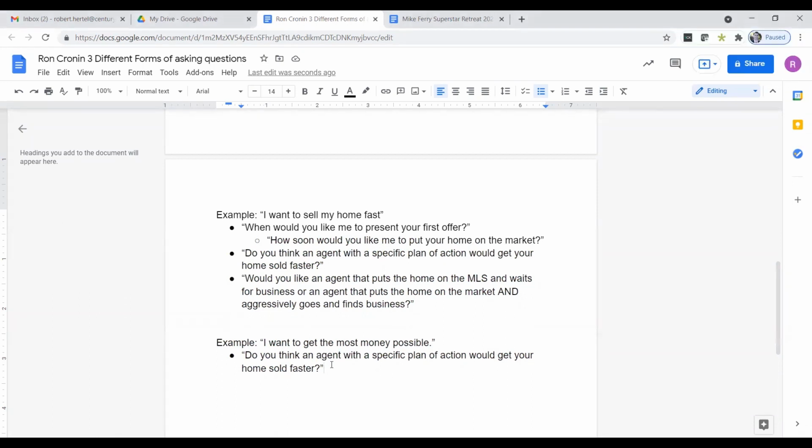For an analytical, you can do an A or B, saying, I don't know if this would be correct, but would you rather have a bidding war on your home or not have an opportunity to negotiate any offers at all?